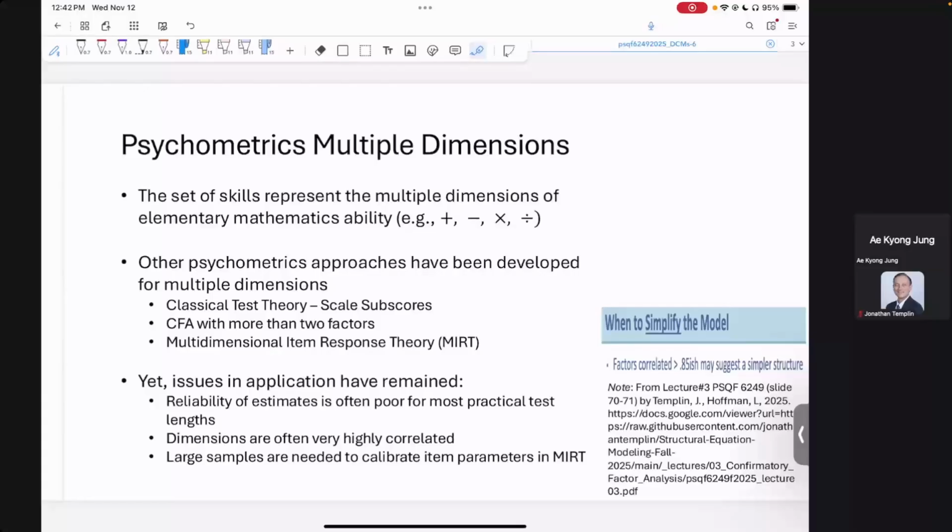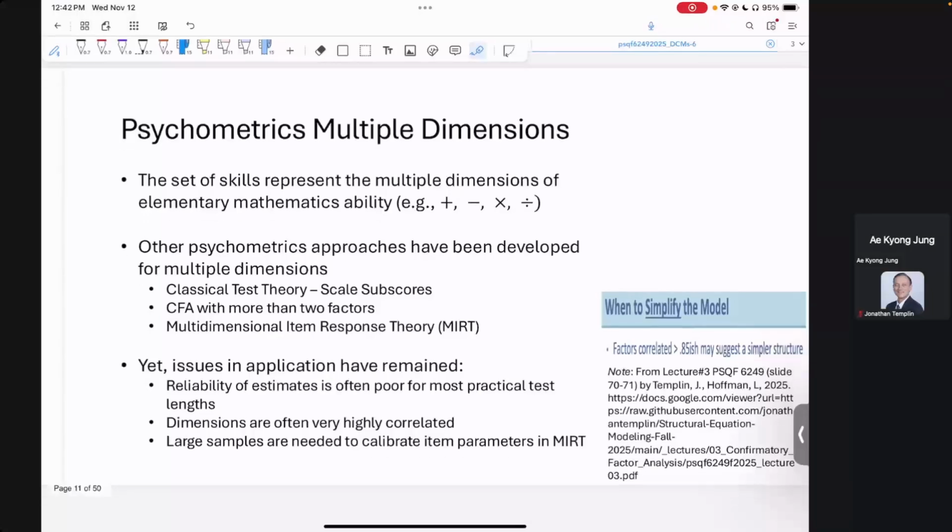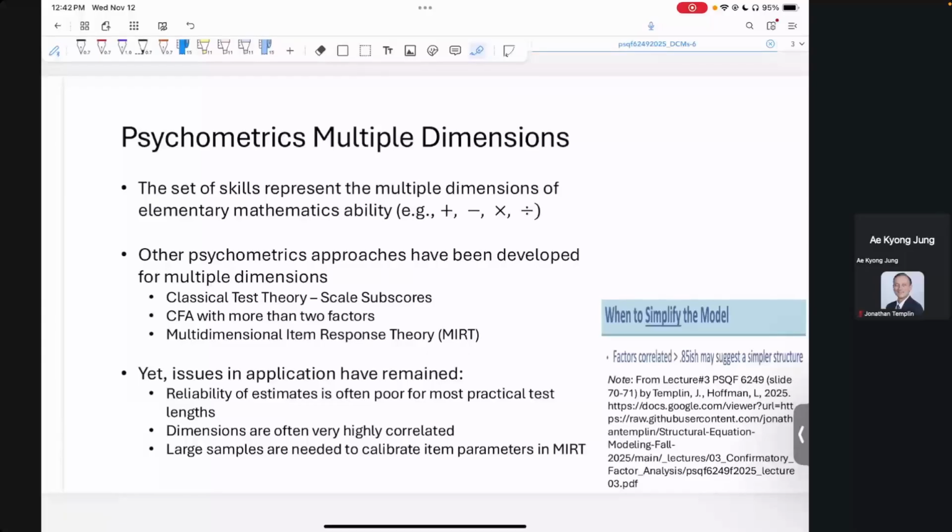So other psychometric approaches have also been developed for multiple dimensions. Classical test theory has subscores, and CFA can also assume 2 factors or 3 factors in multiple dimensions. And multidimensional IRT also assumes multiple dimensions. But the problem is the reliability of the estimates is often very poor for most practical test lengths. So to increase the reliability, we need a longer test. That is one issue. And dimensions are often very highly correlated.